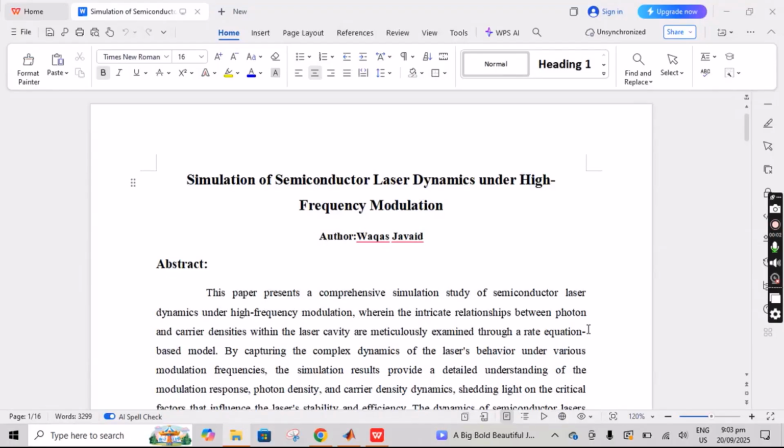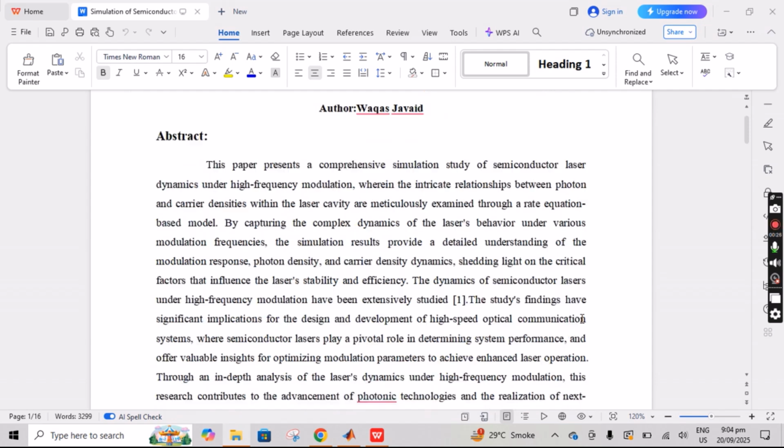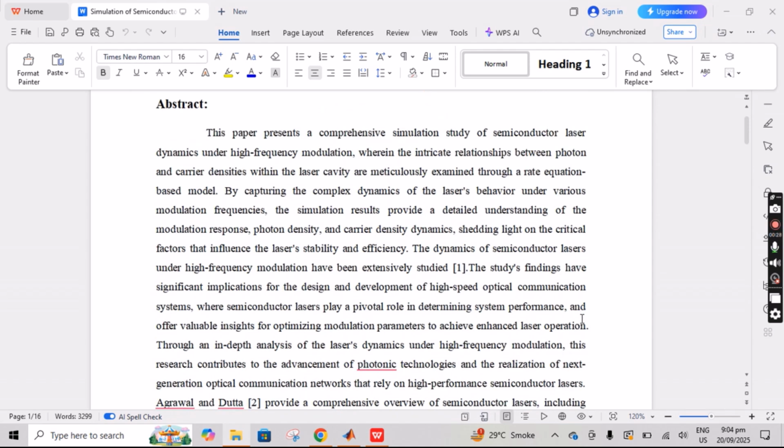So this project is related to simulation of semiconductor laser dynamics under high frequency modulation. Basically, in this article, we have presented the semiconductor laser dynamics under high frequency modulation, wherein the intricate relationship between photon and carrier densities within the laser cavity is meticulously examined through a rate equation based model.